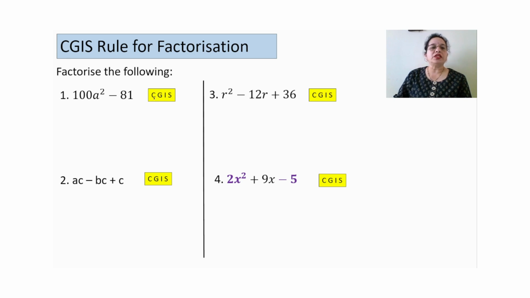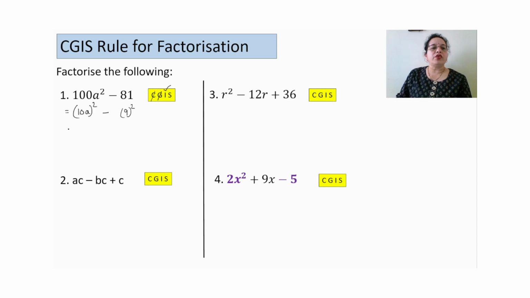So the first one, C means common. Here you can't take common, so C is not possible. For G, again grouping is not possible. Now identity: two terms are there, so we will try to find out, can we write down the first term as a whole square and the last term as a whole square? Yes, we can write down. What does it mean? We will go for the I rule.